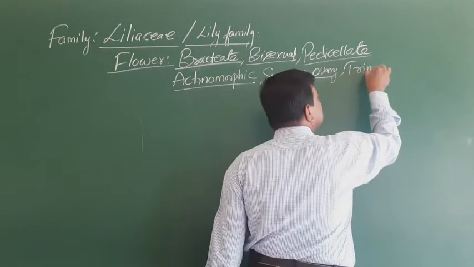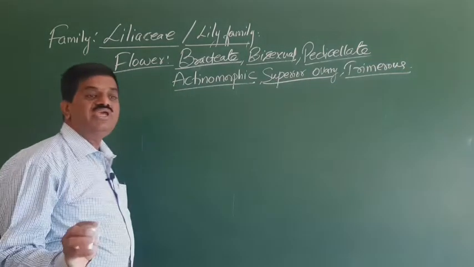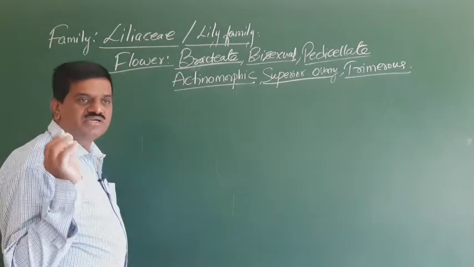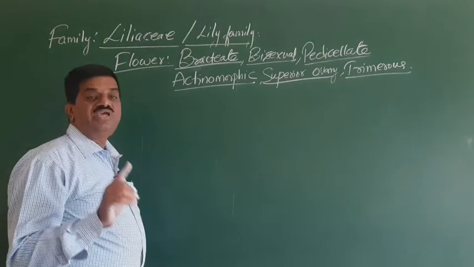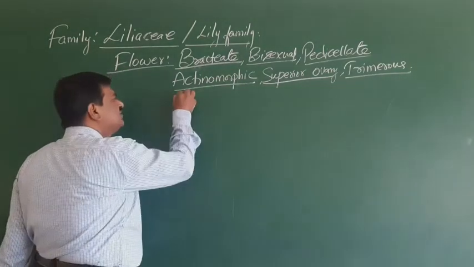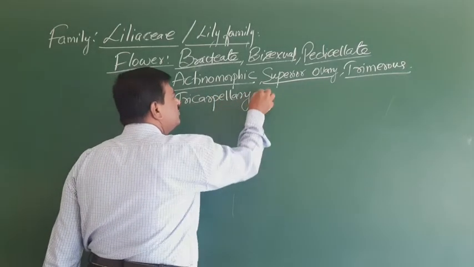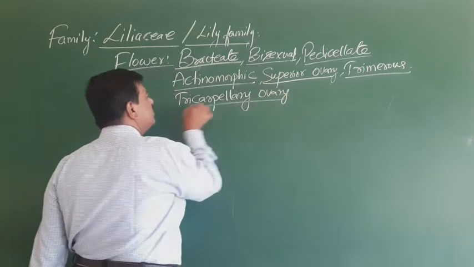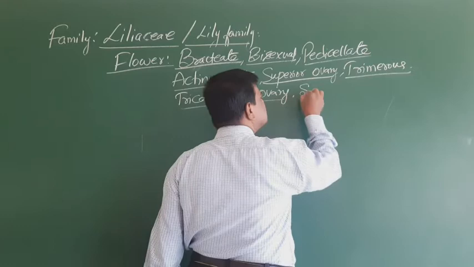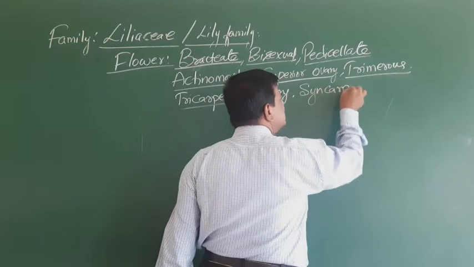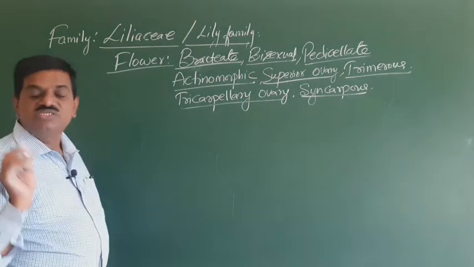And the next one is trimerous. The word trimerous, they are nothing but three tepals. Here Calyx and Corolla cannot be differentiated, hence we use a word three tepals. The next one is tricarpillary. Here tricarpillary ovary. So there is a presence of three carpels have been present, hence they are called as tricarpillary. The next one is Syncarpus. The carpels are fused, hence we use a word Syncarpus.